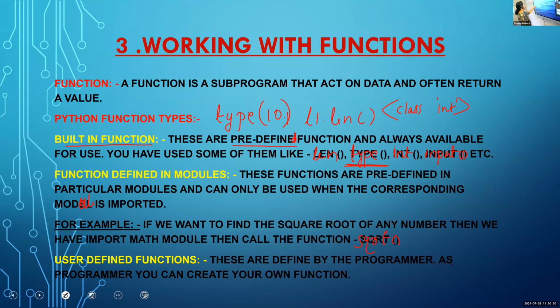So Python function types. The first one is the built-in function. These are predefined functions and always available for use. Some examples you have used are len, type, int, input, etc. The second one is functions defined in modules. These functions are predefined in particular modules and can only be used when the corresponding module is imported. After importing the particular module, then only can we use this predefined function.